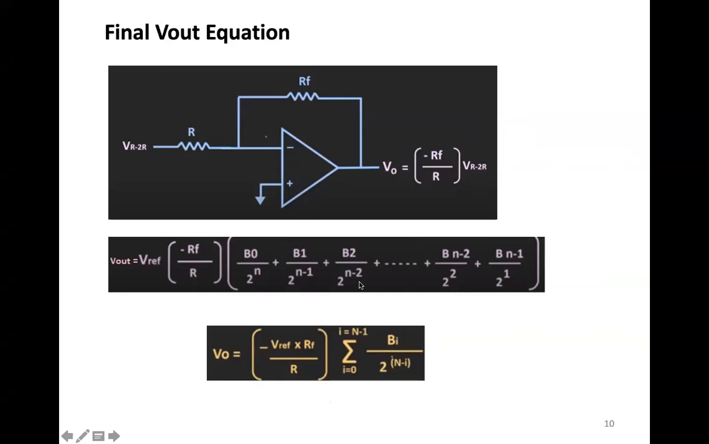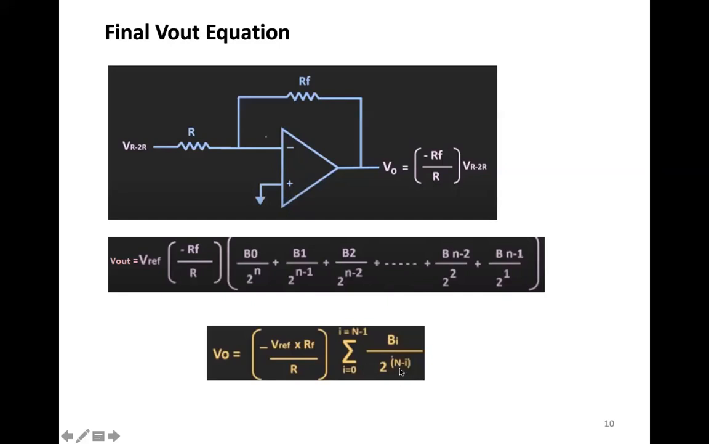Still, if I have to put this in the form of summation, V naught is equal to minus V reference into RF by R summation BI, I going from 0 to n minus 1. So I have generalized this equation in the form of summation. So 2 raised to n minus I.